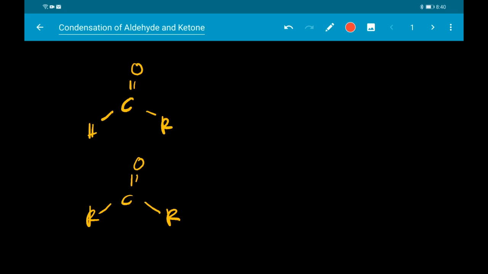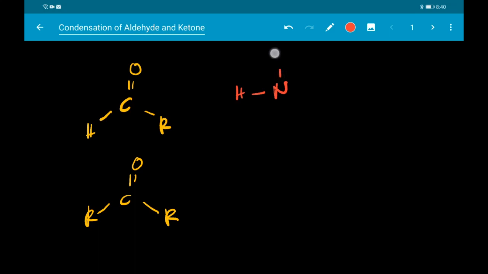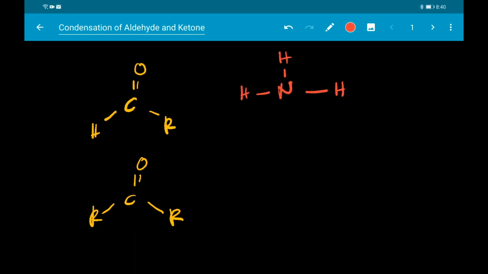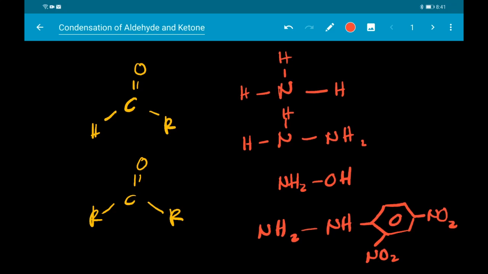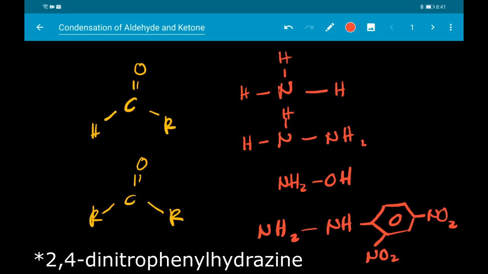The next reactant that we need to have is the nitrogen atom, which attaches at least two hydrogen. This can be compounds such as ammonia, hydrazine, or any of the hydrazine derivatives such as hydroxylamine or 2,4-DNPH, which stands for 2,4-dinitrophenylhydrazine. For every nitrogen atom, it attaches at least two hydrogen.